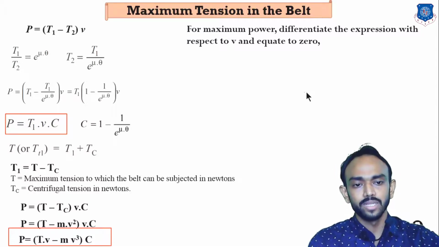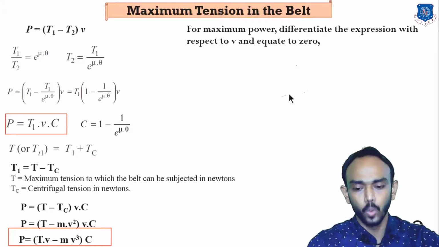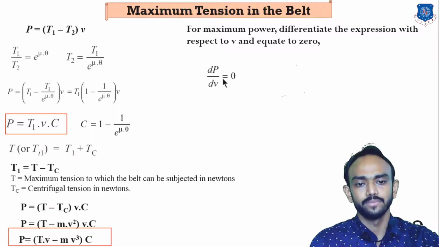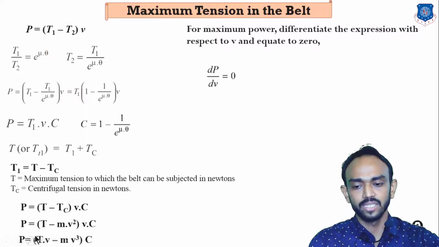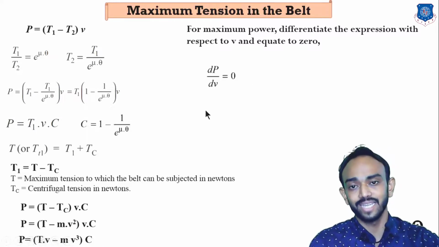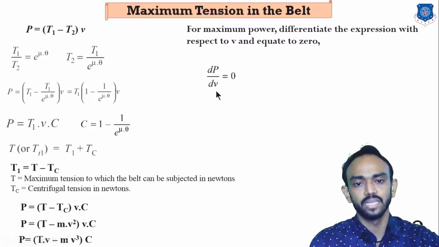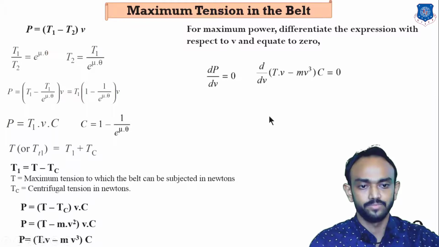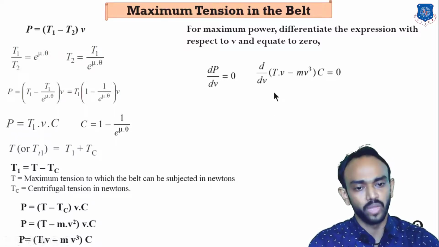When you differentiate power with respect to velocity and set it equal to 0, the power will be maximum. So you derive this power equation with respect to v.